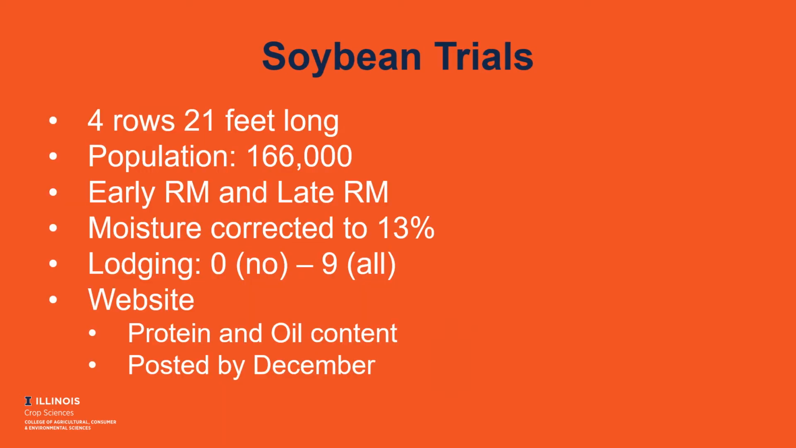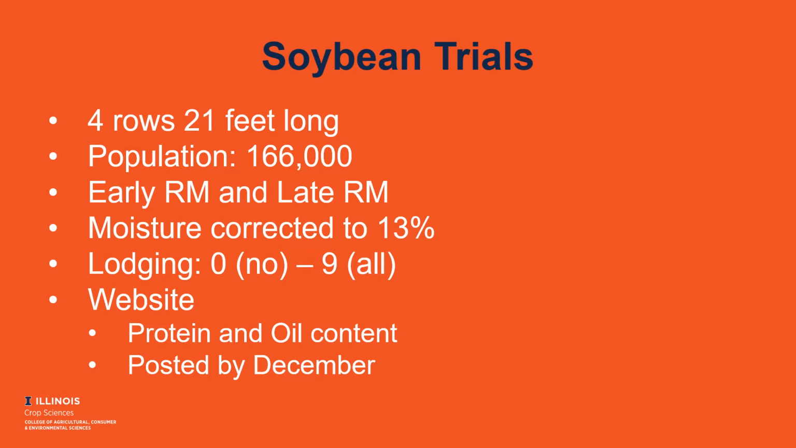Our soybean trials, again, are planted on 4 rows, a little bit shorter rows. They're 21 feet long. Our population is 166,000. We break these trials into early and late RM groups. We correct our moisture to 13% and provide our lodging information there. And then on the website, usually later in the year, we get our protein and oil content information. But we try to get the yield data up as soon as possible. I know many of you are making decisions while you're harvesting and trying to look at that data.